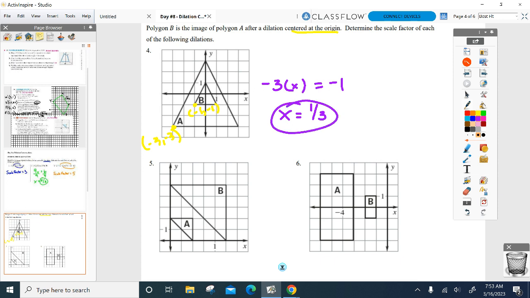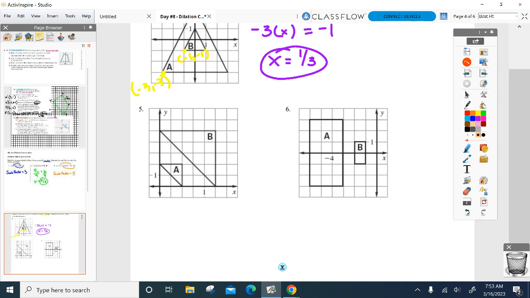All right, next up, number 5. Now it's enlarging. So now you should be giving me a scale factor back that is bigger than 1. All right, so go ahead, see if you can find it here. Again, pick 2 corresponding points. What do you got to multiply by? And make sure it's bigger than 1 when you tell me.